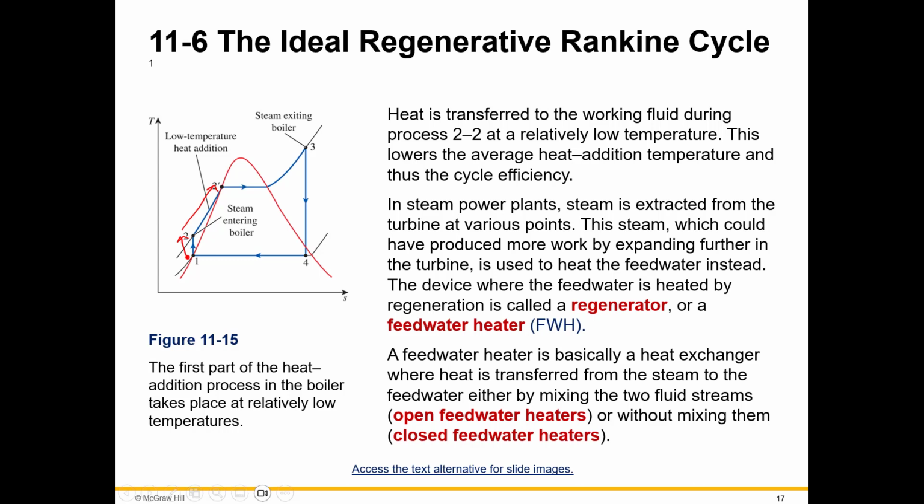Okay, and then in steam power plants, steam is extracted from the turbine at various points, of course, because we want to reduce the moisture buildup. This steam, which could have produced more work by expanding further in the turbine, is used to heat the feed water instead.